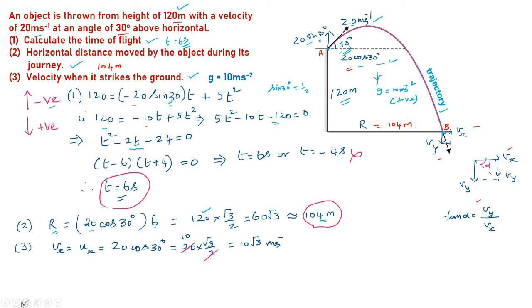What is the SI unit? Meter per second. This Vx is 10 root 3 meter per second. Vy, you will have to use the equation of motion, V equal to U plus at. This is U. U means velocity at A, negative symbol according to the sign convention. G is 10 into time. U plus at, a equal to g. g is downward, so positive. Time is 6 seconds, we already found out here. So simplify this.